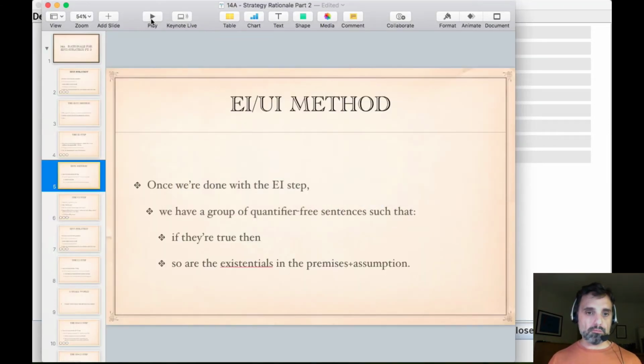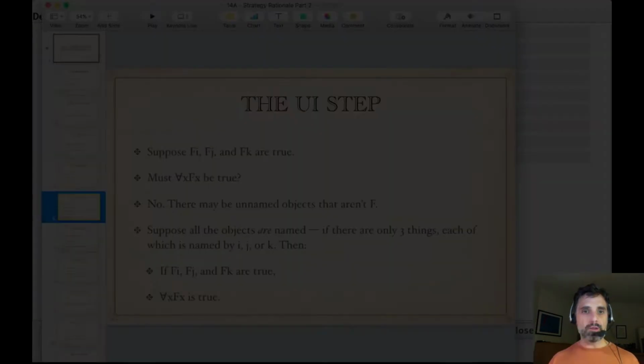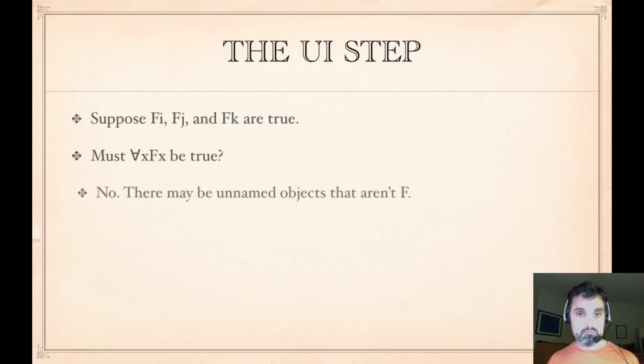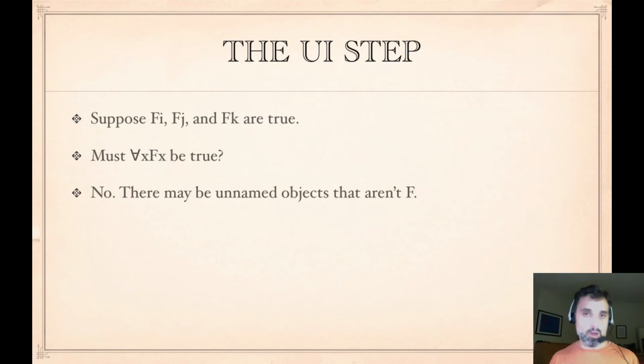Now, what about the UI step? Well, suppose that Fi, Fj, and Fk are true. Does it follow that for all x, Fx is true? No. There may be unnamed objects that aren't F, or even just objects that are named by things besides i, j, and k. If there's something that's not named by i, j, or k, then for all x, Fx might be false, even though Fi, Fj, and Fk are true, right?